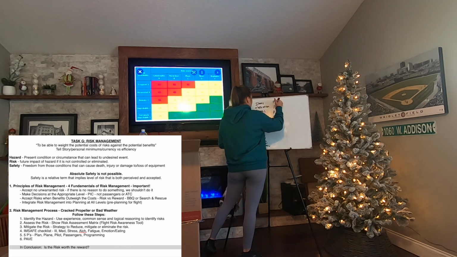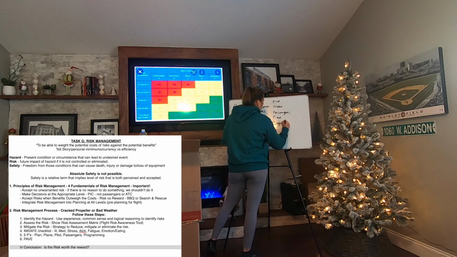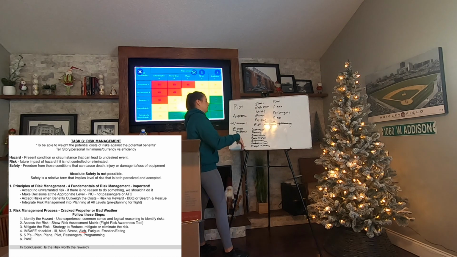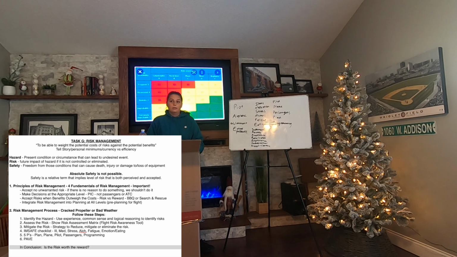The 5 P's: pilot, plane, passengers, plan, programming. This kind of all ties together with everything else too. So the pilot, are you stressed out? Medication, stress, any of that. If you're not feeling safe, if you have to ask anyone if you should go, the answer is probably no.